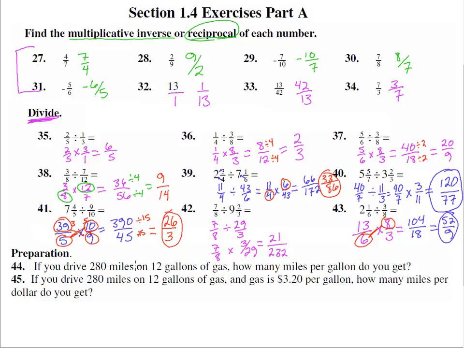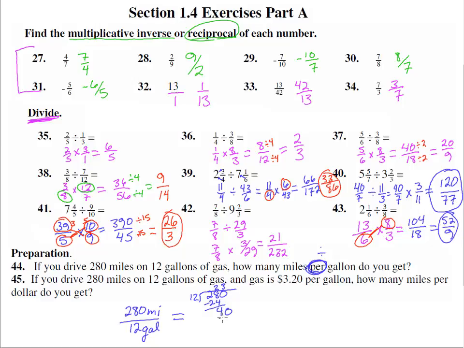Here, you've got 280 miles on 12 gallons of gas. How many miles per gallon? This means divide. So we're going to take 280 miles per 12 gallons. When we do that division, well, 280 divided by 12. Put that up there really quick. 12 into 28 is 2. That's 2, 4. Subtract it. We get a 4, 0. 12 goes into 40 3 times.